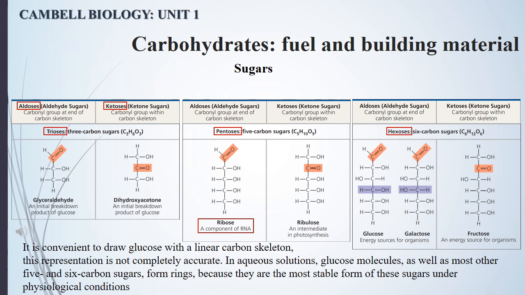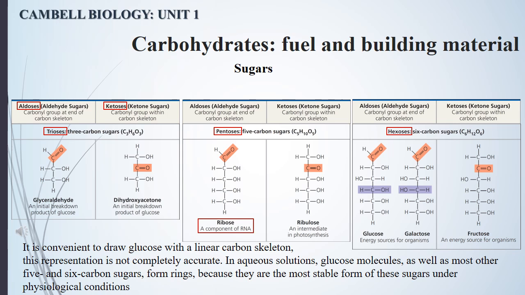Now, here are different examples of sugars, and they're categorized in several different groups. First of all, a sugar could be a triose, pentose, or hexose, which basically depicts 3, 5, or 6 carbons in the chain. They can also be in aldose or ketose conformations.